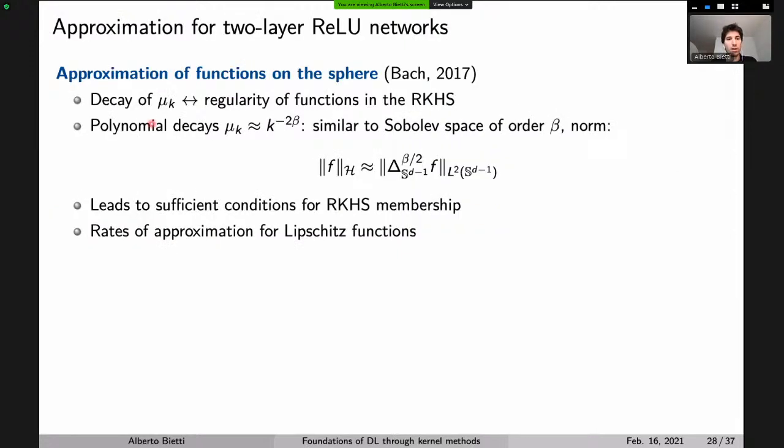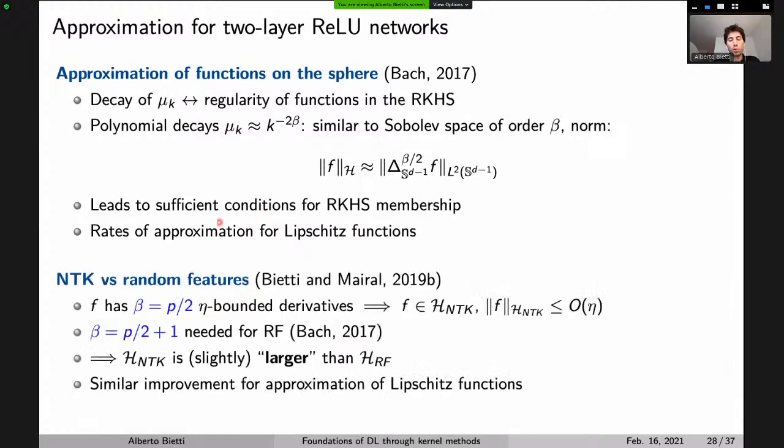So this decay is very closely related to regularity, in a similar way to the Fourier case. Typically for polynomial decays, which is what happens for ReLU networks, we have norms that are quite similar to a Sobolev norm. So the RKHS norm will be similar to looking at a power of the operator, where delta is the Laplace-Beltrami operator on the sphere. It's a bit more nonlinear, but you have some power that depends on some order of smoothness, so it will be very similar to Sobolev spaces, if you're familiar with that. The goal is to find this beta for the different kernels that we're studying. This will give us both conditions for being in the RKHS and rates of approximation, maybe for Lipschitz functions.